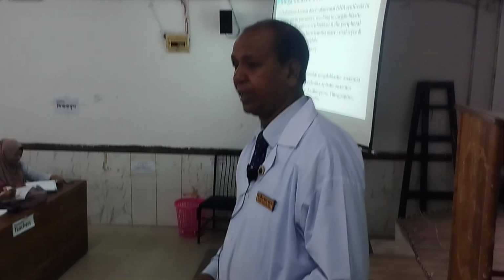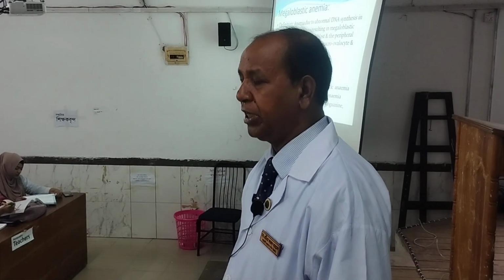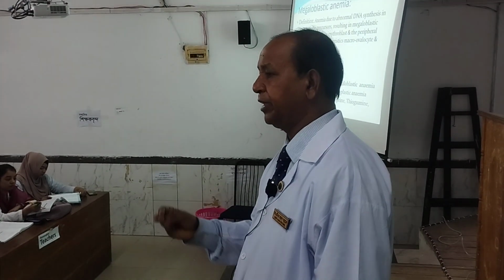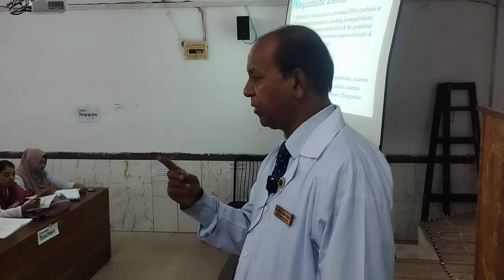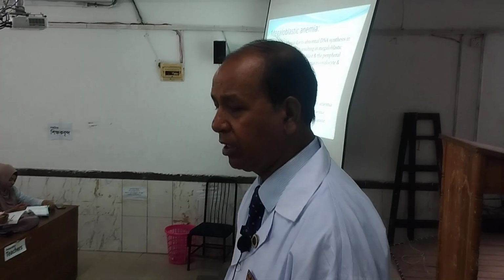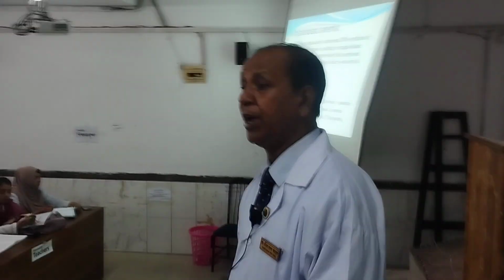Last class I discussed anemia: types of anemia, then etiology. One most important anemia is iron deficiency anemia, which I already discussed last week. Today I would like to highlight aplastic anemia.